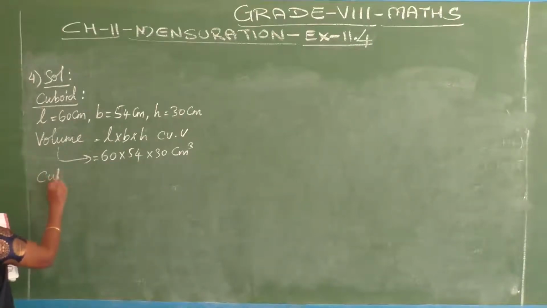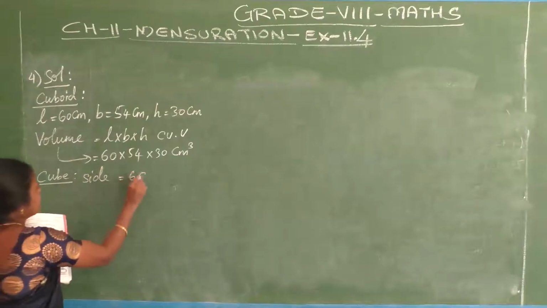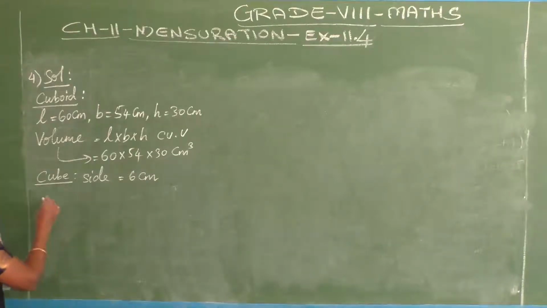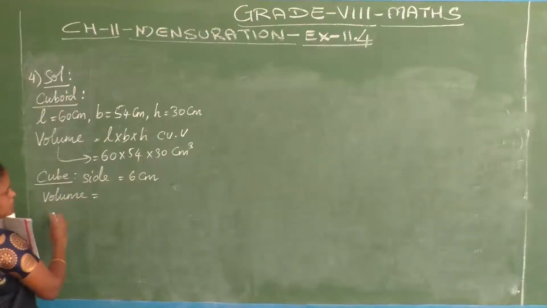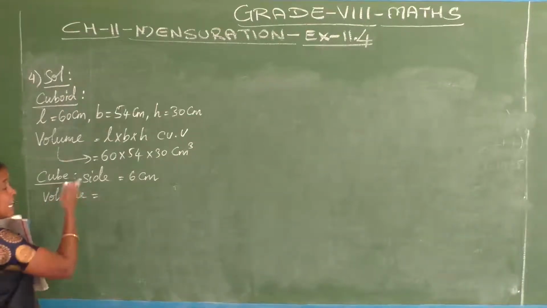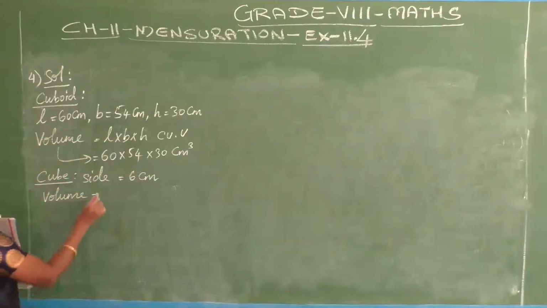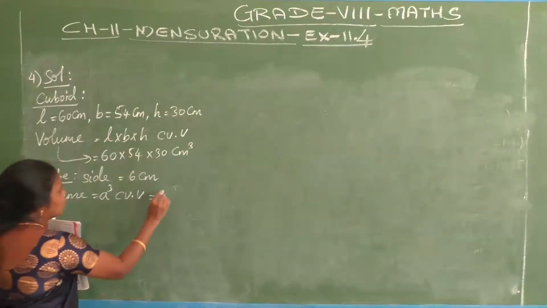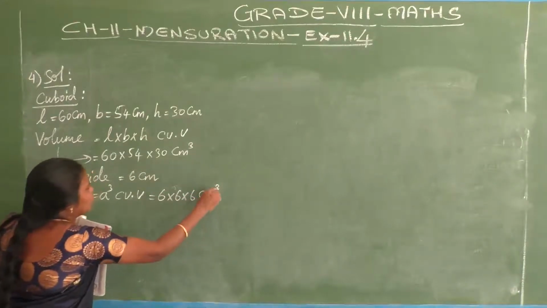Then the cube side is mentioned as 6 centimeter. Okay, 6 centimeter. What is its volume? Volume of the cube, what's the formula? Side into side into side, because length, breadth, height are all equal here. So it is a special case of cuboid. So A cube cubic units. Here A value is 6 centimeter, no? So 6 into 6 into 6 centimeter cube.